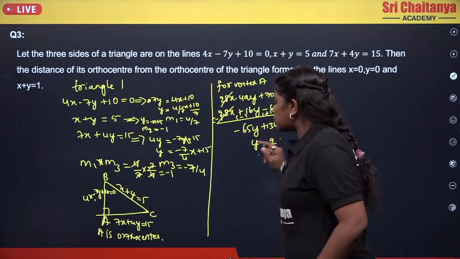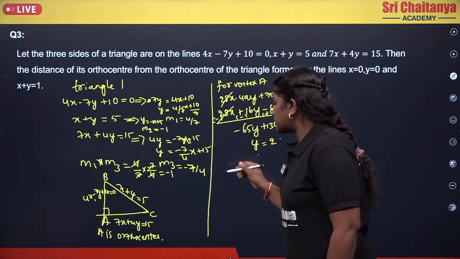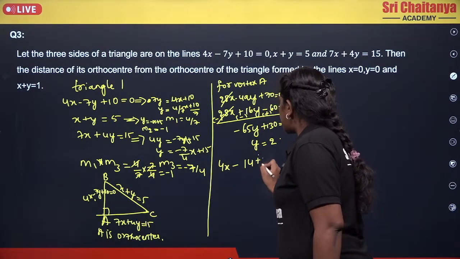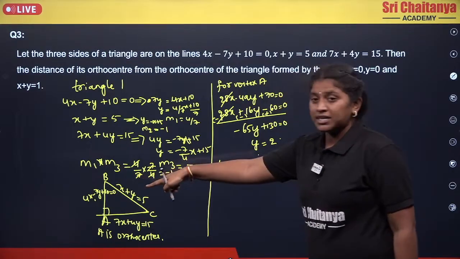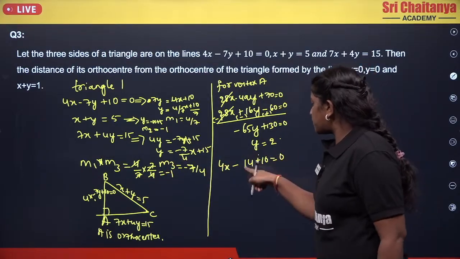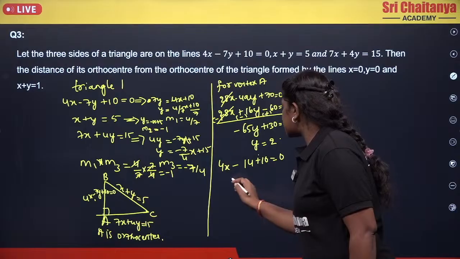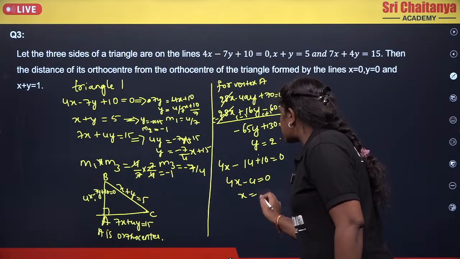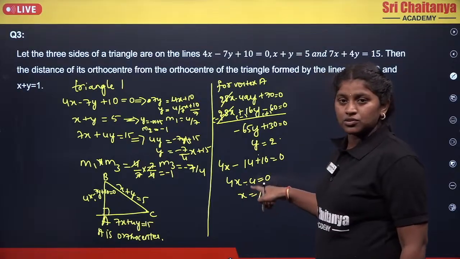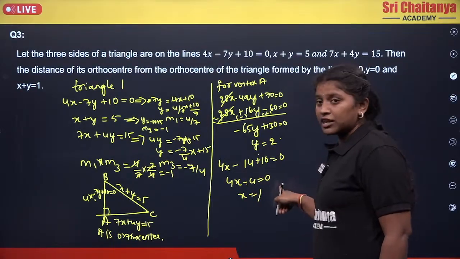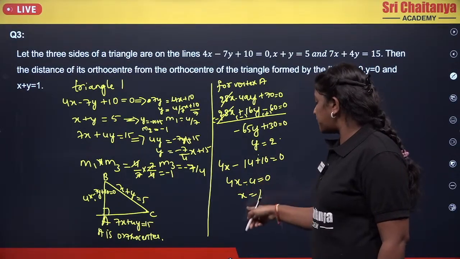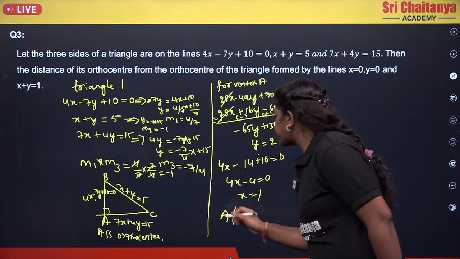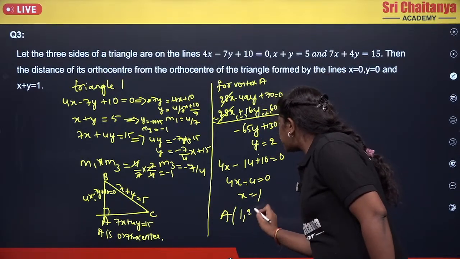Now, y we got as 2. So, place that in any of the equations. I am placing it in the first one: 4x minus 7 times 2, 7 2s are 14, so 4x minus 14 plus 10 equals 0. Now, minus 14 plus 10, 4x minus 4 equals 0. So, x equals 1. How did we get x equals 1? 4x minus 4 equals 0, crossing over equals plus 4, and the 4 will get cancelled, so x equals 1. So, we got one of the orthocenters as (1, 2).